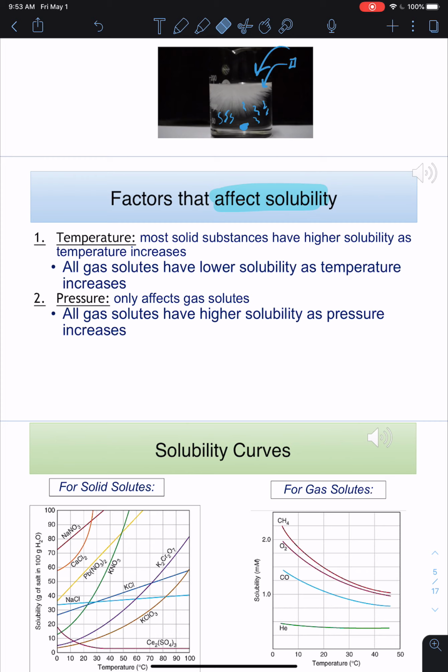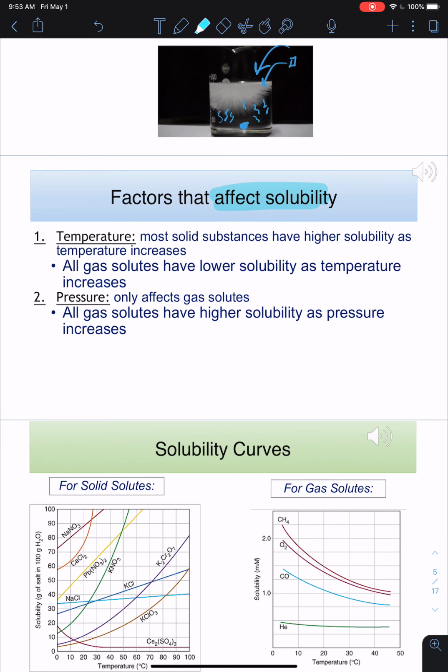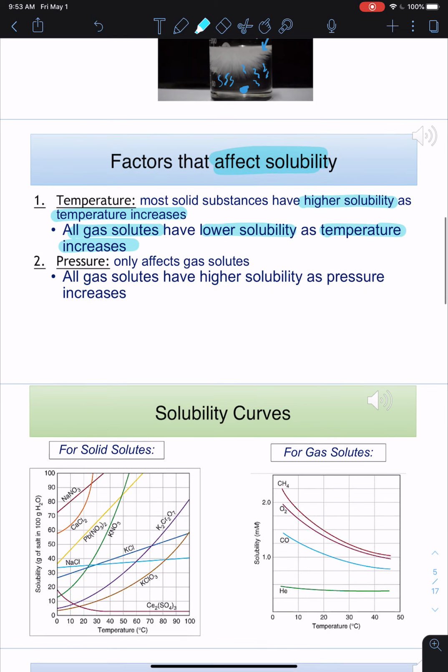Okay. So when it comes to solid substances, they have a higher solubility as the temperature increases. For this one, I think about sugar water. Think about when you heat up water. More sugar can dissolve in hotter water, okay? It's the opposite for gases, so all gas solutes have a lower solubility as the temperature increases.